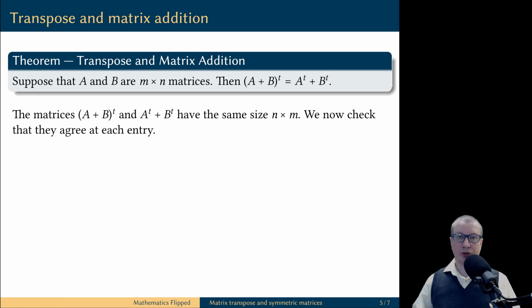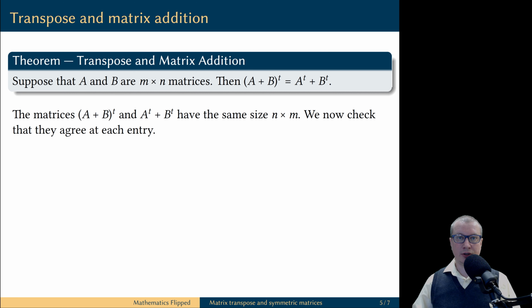On the other hand, A transpose has size n by m, and B transpose has size n by m. When you add up two such matrices, the result is a matrix of size n by m. Therefore, the matrix on the left-hand side and the matrix on the right-hand side have the same size. The size is n by m.